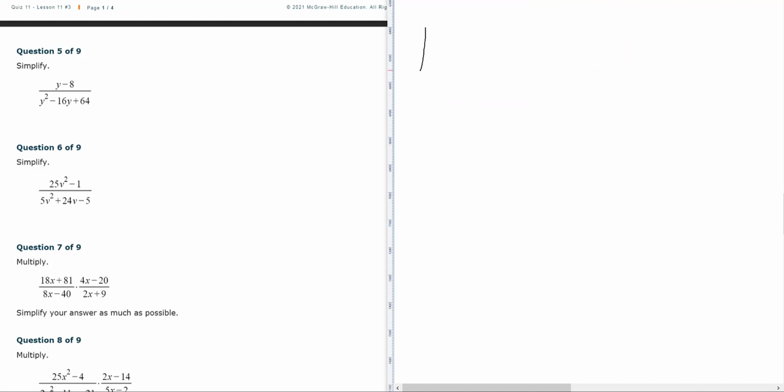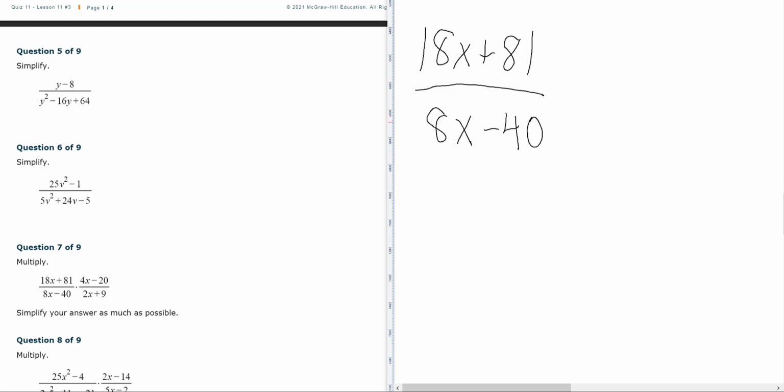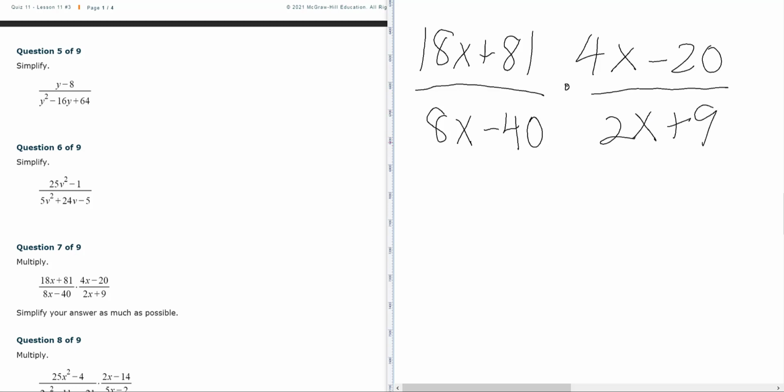When I have one like number 7, 18x plus 81 over 8x minus 40 times 4x minus 20 over 2x plus 9. Okay? I don't see anything that's identical, so I'm going to do some factoring. I'm going to start with 18x plus 81. I'm going to take out a 9. That's going to give me a 2x plus 9.